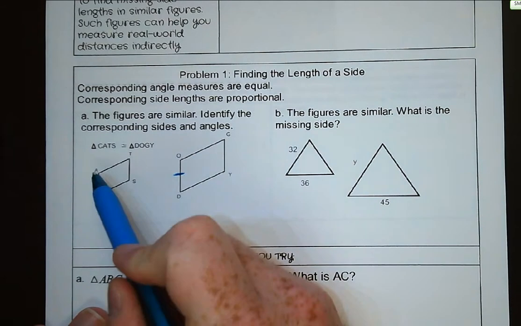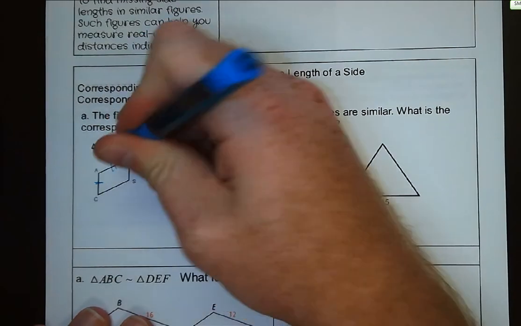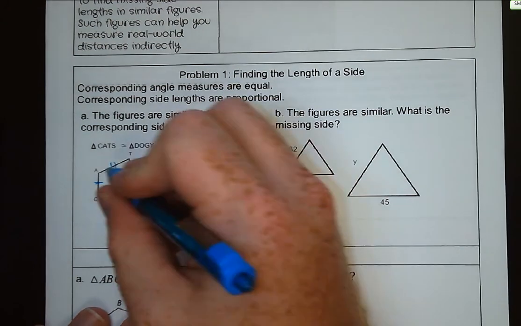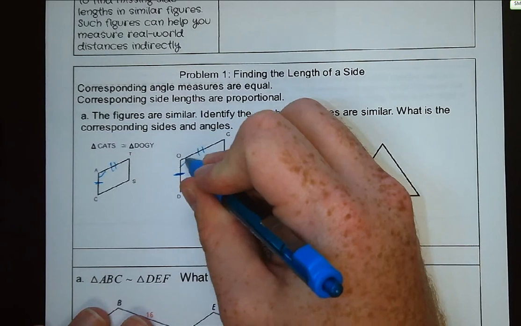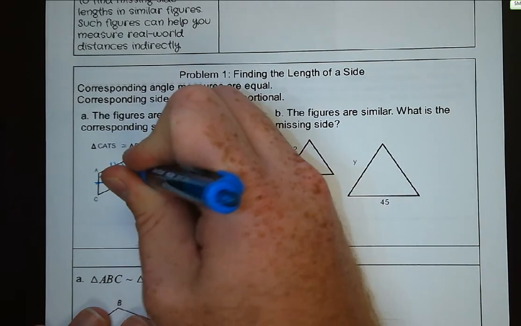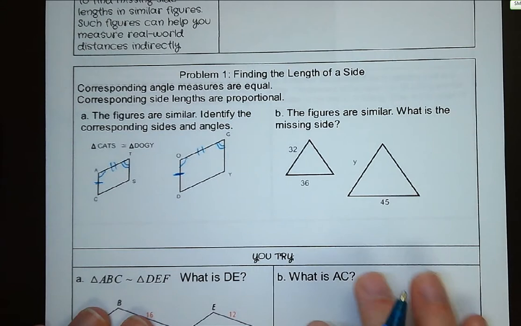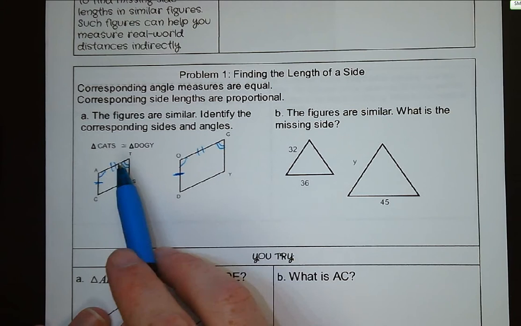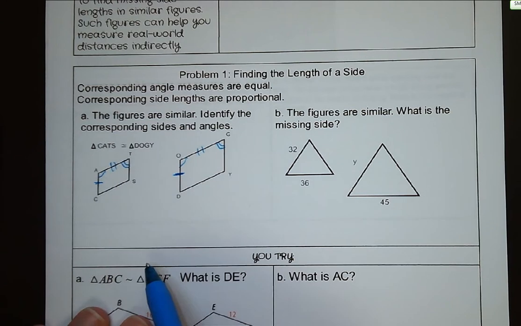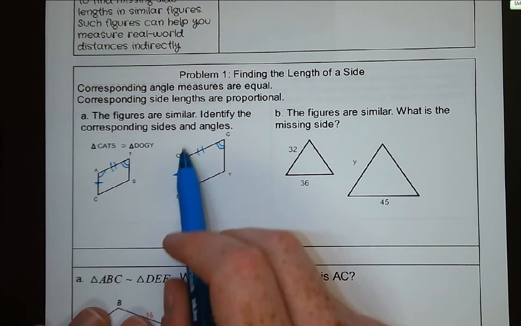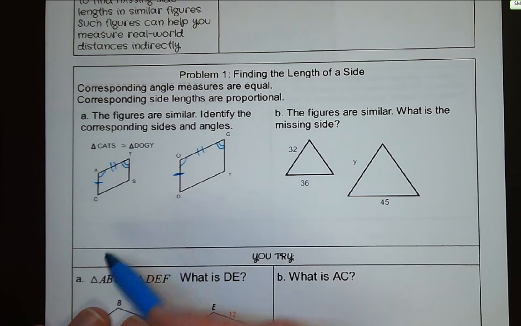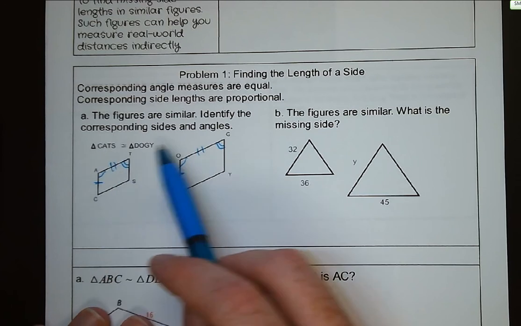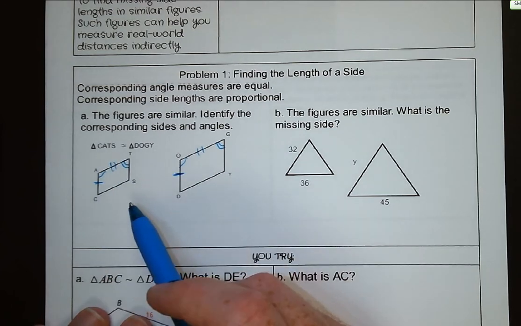The side AT corresponds with OG. Angle A corresponds with angle O. Angle T corresponds with angle G. So angles A and O are going to be identical, T and G are identical, and the sides AC and DO are proportional. You'll also notice that the order that they are named is the order we go around the shape. All right, so that'll lead you to some ideas.